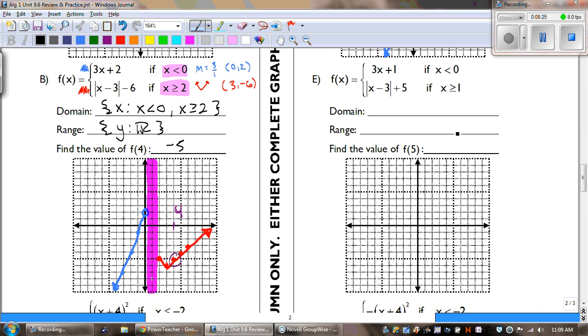Okay, E, you guys are on your own. All right, it's going to be very similar to B. Okay? Do you think you can do this all on your own, or would you like me to kind of set it up? How about we just set it up? It's linear. Your slope is 3 over 1, and your y-intercept is 0, 1.